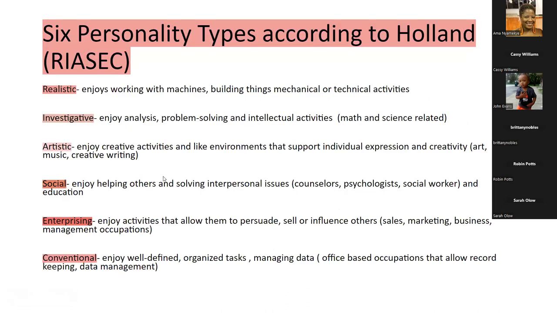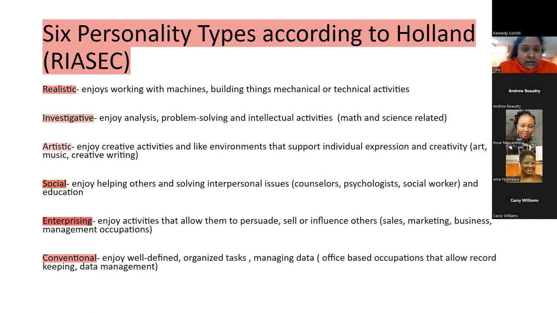And I just broke down what each of them means. Anybody who's a realist enjoys working with machines. Investigative is analysis and problem solving, and it can be a police officer or an FBI agent. Artistic enjoys creative activities that support individual expression, creativity, music. Social people enjoy helping others, and that includes counselors, psychologists, and social workers. Enterprising is somebody who might enjoy activities that are persuasive, mostly in the business world or human resources and management occupations. Conventional enjoys well-defined, organized tasks, working in an office setting that allows record keeping and data management.